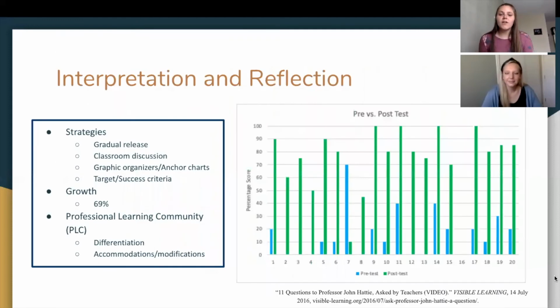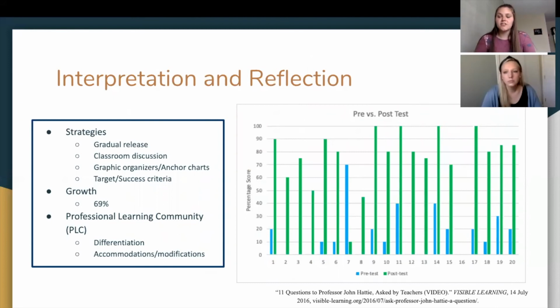So going off of that, looking at our pre and post side by side, there are some conclusions that we can draw, and this is what the interpretation and reflection really focuses on: what did we do well? What do we need to keep? What do we need to implement in the next year of teaching, even in the next unit of teaching, etc.?